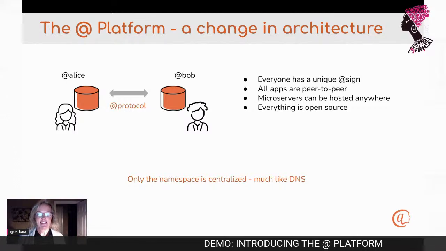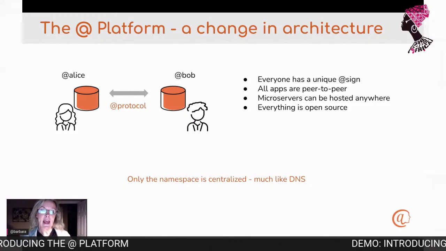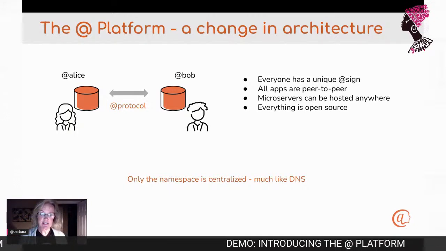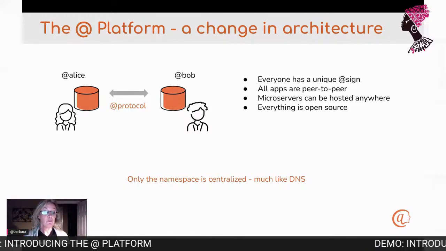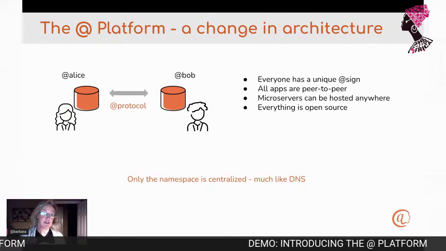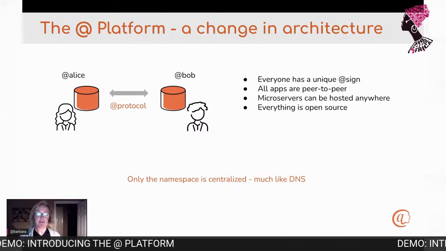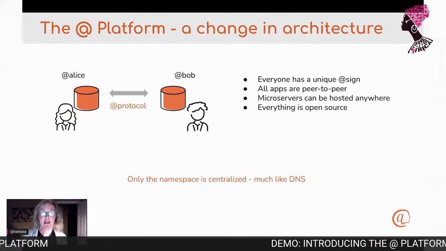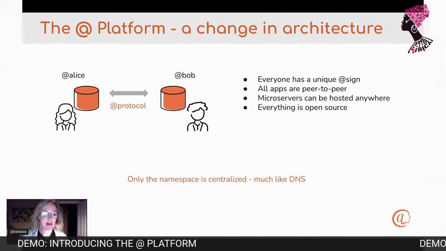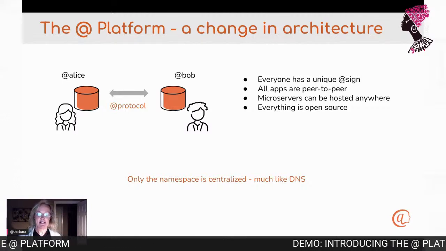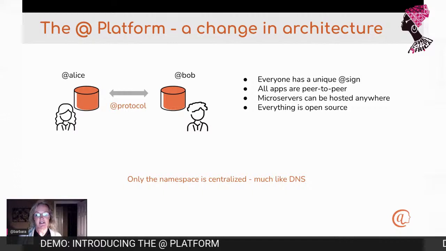So everybody has a unique @ on the platform, and that's kind of their key, and that's how we know who is who. And all the apps are peer-to-peer. And these microservices, everybody has their own microserver, and it's on their phone, and it's also backed up in the cloud. And we at the @company are building out that infrastructure for you. So you don't have to build any of that. We've already got that up and running. And so all those microservers just work for you. You can host them anywhere. This is all open source. And so if you wanted to take that code and run it somewhere else, you absolutely could. Only the namespace is centralized, just like DNS. So that's the only thing we keep centralized. Everything else is distributed.